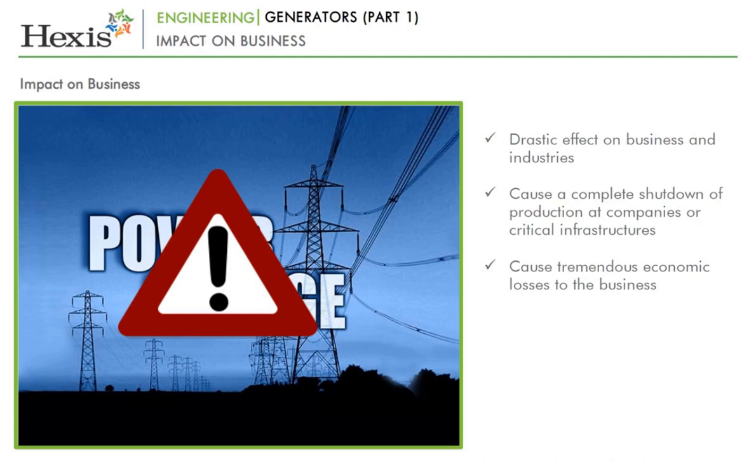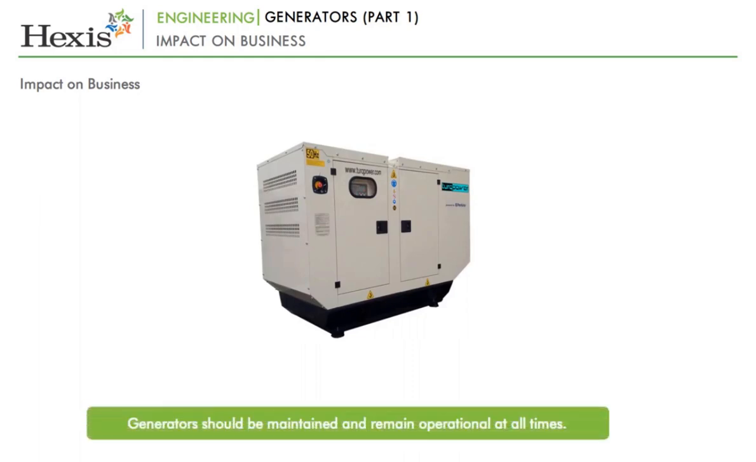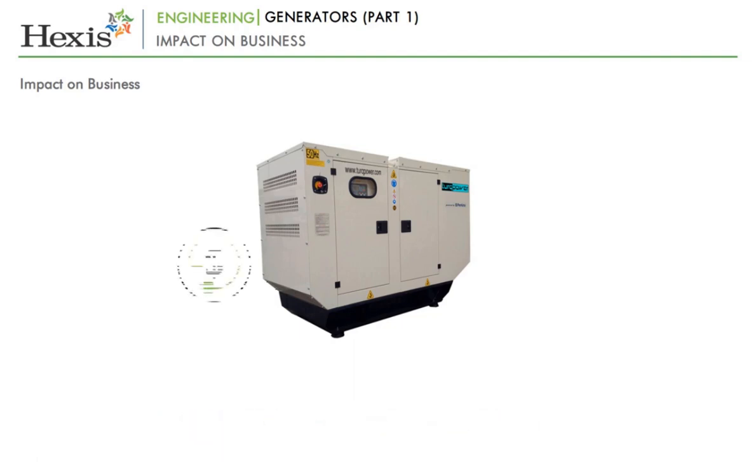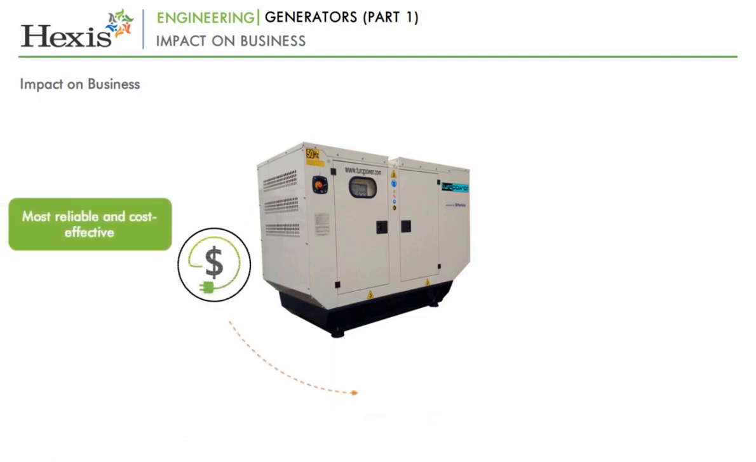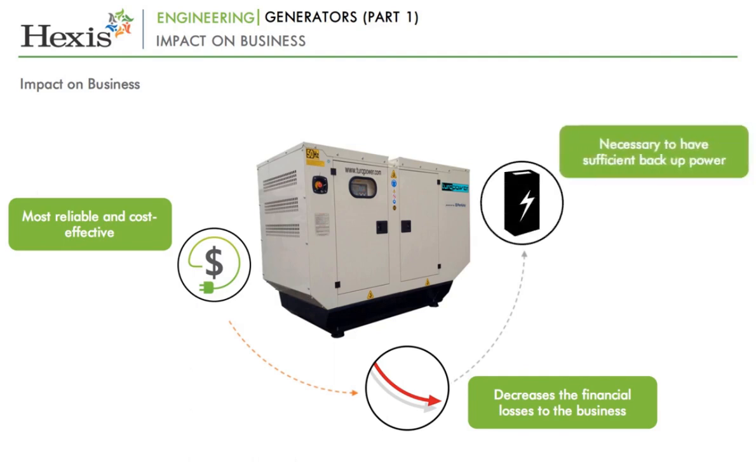Therefore, building owners and companies invest in having power backup in the form of diesel generators to support the entire facility load. For smooth functioning of businesses, it is imperative that generators are maintained well so that they are in good operational condition at all times to ensure business continuity. Dedicated on-site generators are the most reliable and cost-effective way of catering to business continuity and very helpful in decreasing the financial losses to the business. Therefore, the facilities should have sufficient backup power so that it is able to cater the full load of the facility and survive a long power outage.